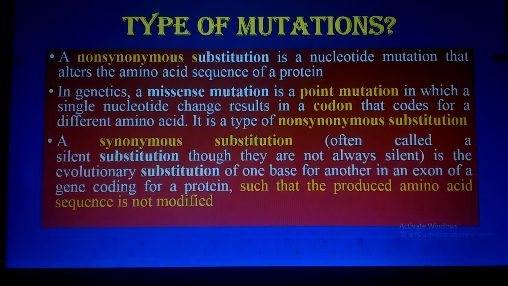The non-synonymous substitution is the nucleotide mutation, and the synonymous substitution, often called a silent substitution or mutation, though they are not always silent, is the evolutionary substitution of one base for another in an exon of a gene coding for a protein, such that the produced amino acid sequence is not modified. In this case, not modified. But in the non-synonymous substitution, it is modified. I will show you here.